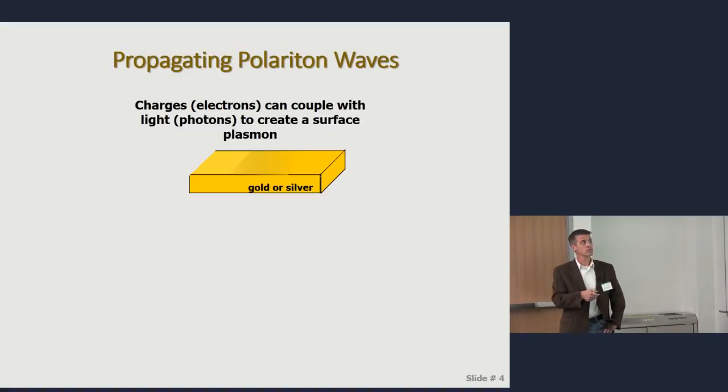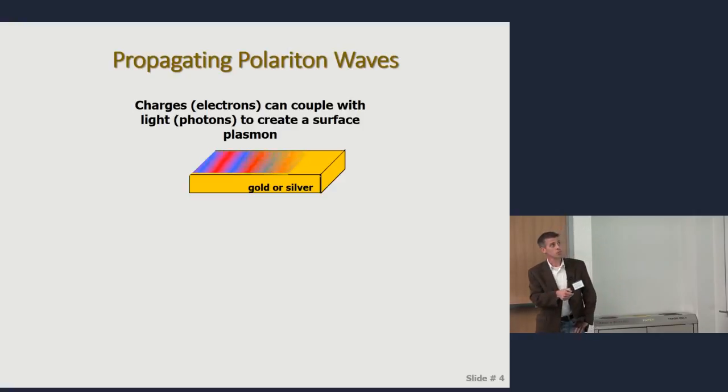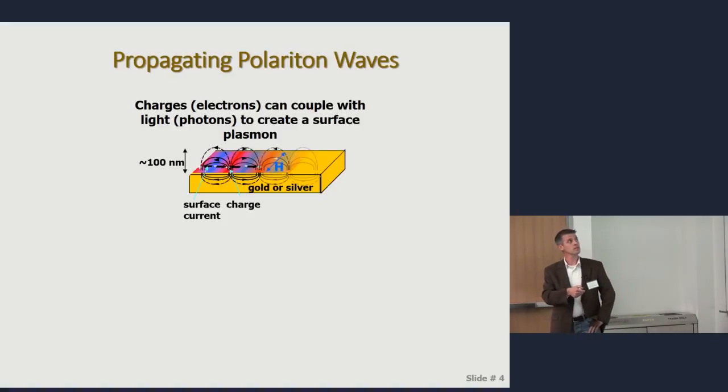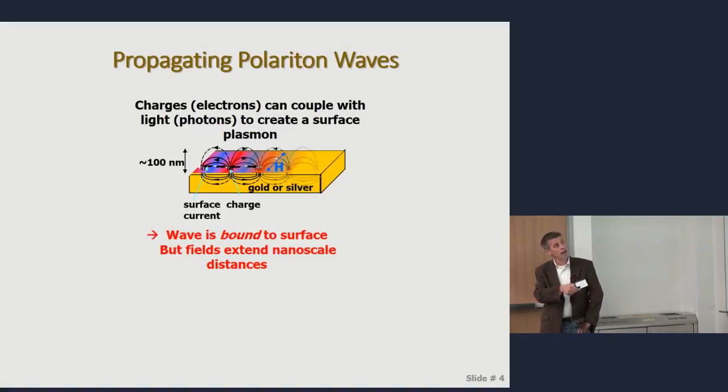Except now, instead of having this mode propagate through the material, it's propagating on the surface, right? So you have this electromagnetic field, this polariton, that's stimulated. It's basically a surface charge current. So you have this field that's bound to the surface, right? But you have this evanescent extent, as we saw a couple talks ago, of the field, where it's actually exposed to its environment. All right? This is where you have the plasmon actually do work.